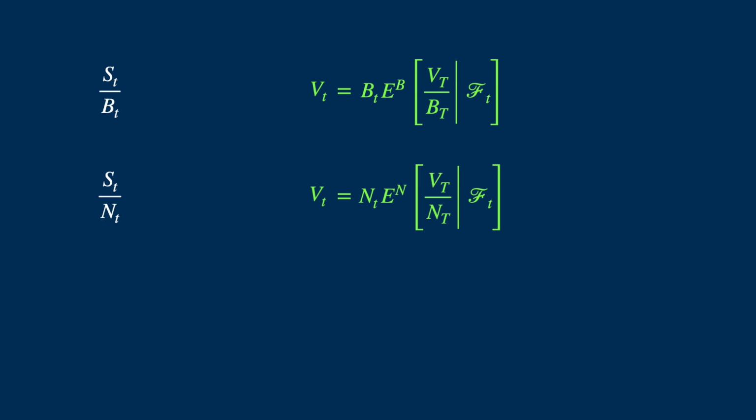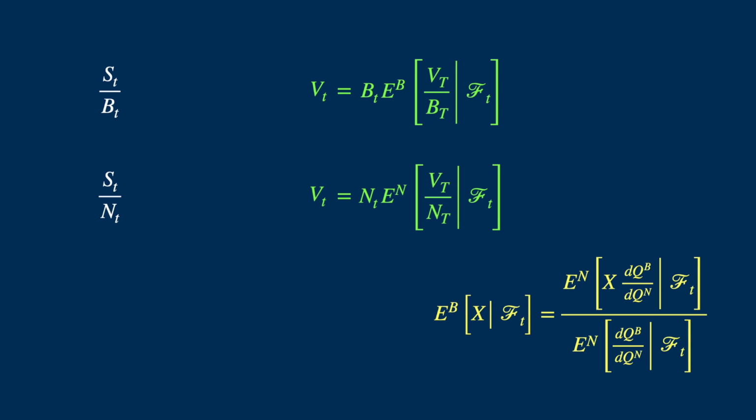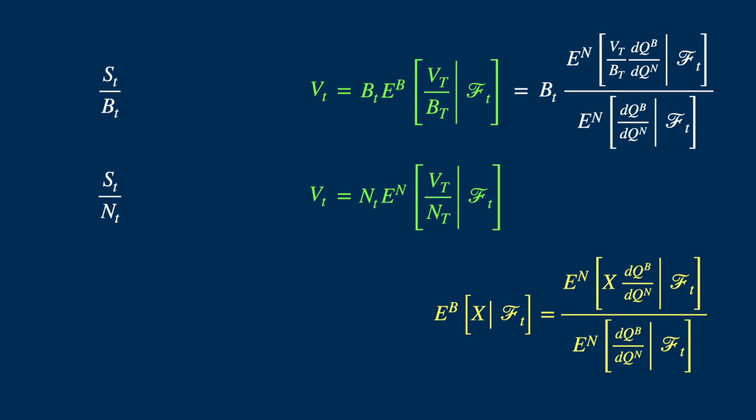But we are going to use a slightly different trick, which is the abstract Bayes formula. We have covered it in detail in another video, so again I'm not going to repeat the details, but it's very similar to the probability of A given B, but in more general terms. And we now apply it to the first equation. So we write the B as it is, and then we express the expectation with respect to B in terms of the ratio of expectations with respect to N. So it's the same abstract formula, except in place of X, we have V divided by B.